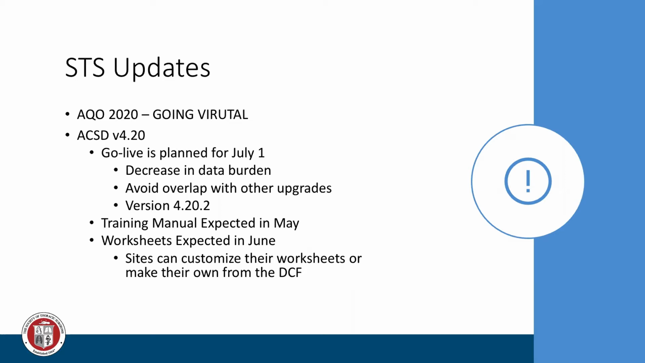DCRI is putting that together for us, and we are still working on the risk model variable chart, which will be released at the same time. Melinda is hard at work on the training manual, and that is expected to come out sometime in May, and worksheets are expected to be out in June.